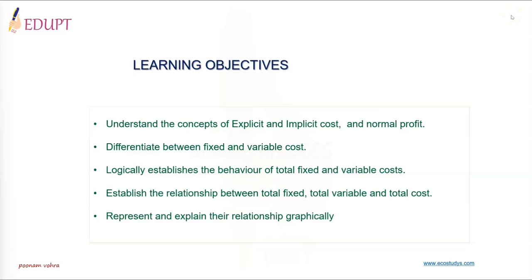In this unit, you will understand the concepts of explicit and implicit cost and normal profit. You will be able to differentiate between fixed and variable costs, logically establish the behavior of total fixed and total variable cost, and establish the relationship between total fixed, total variable and total cost. And finally, we'll be able to represent and explain their relationship graphically.